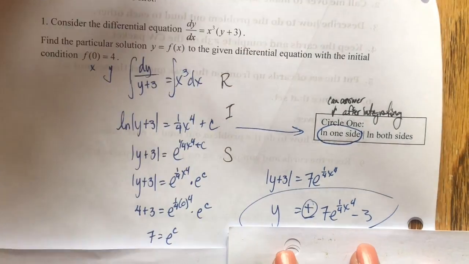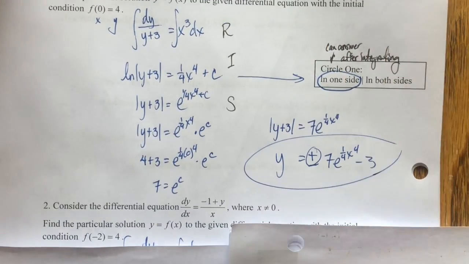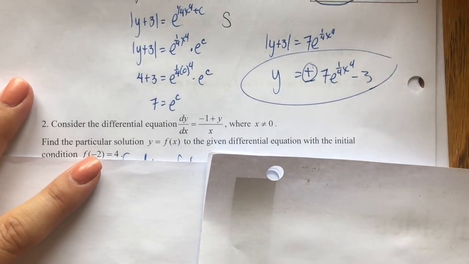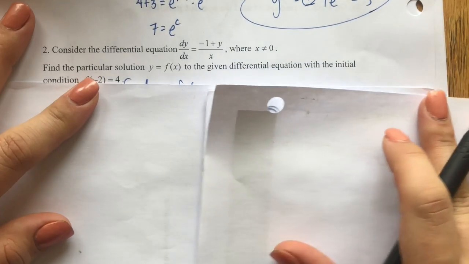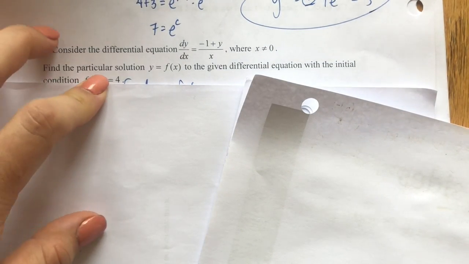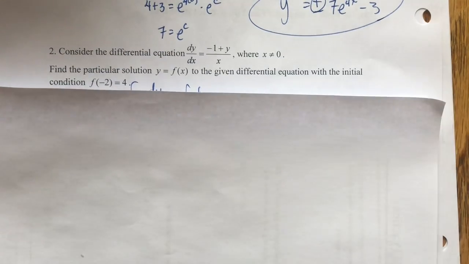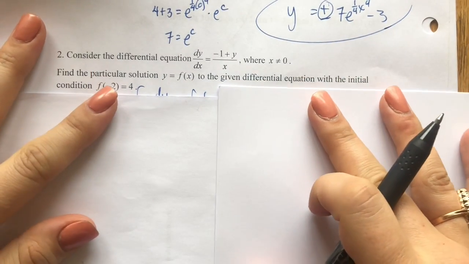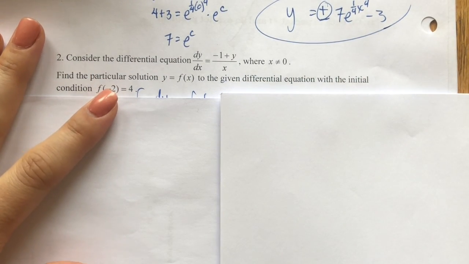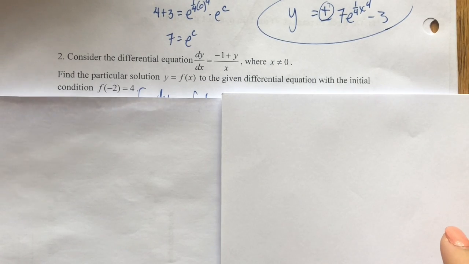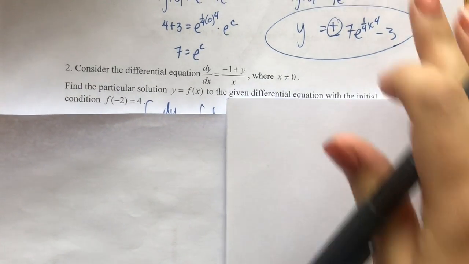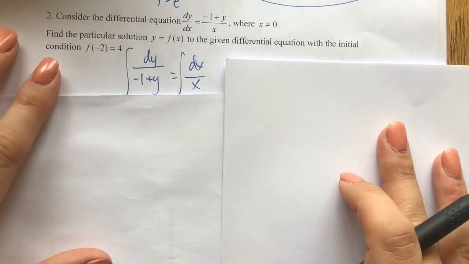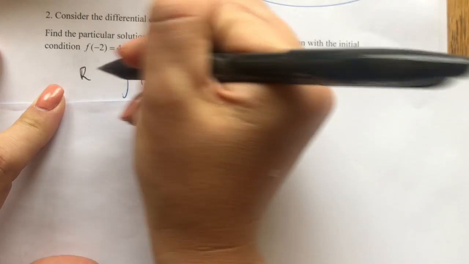Okay, let's move on to number 2. Okay, so consider this diff EQ, so please separate the variables. Okay, that is the separation of the variables. So you can think of that as your rewrite. The separate the variables is your rewrite. So I'll put a little r there.